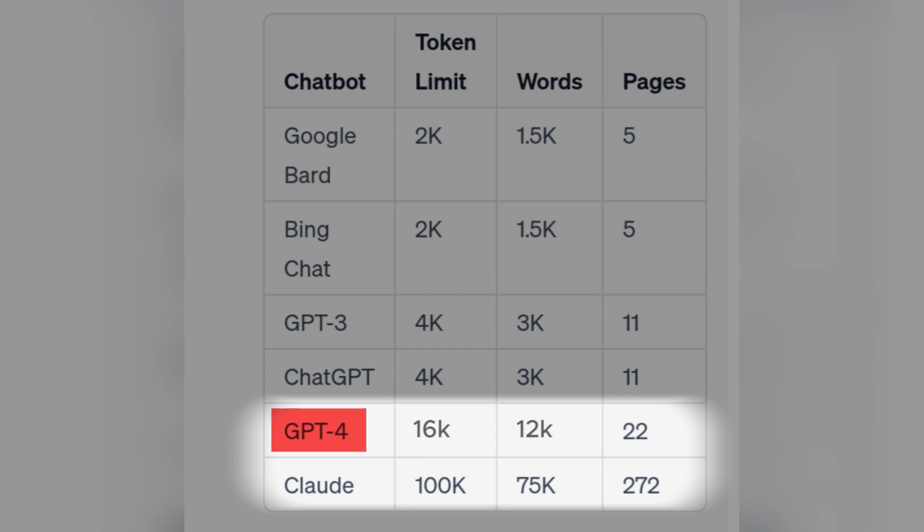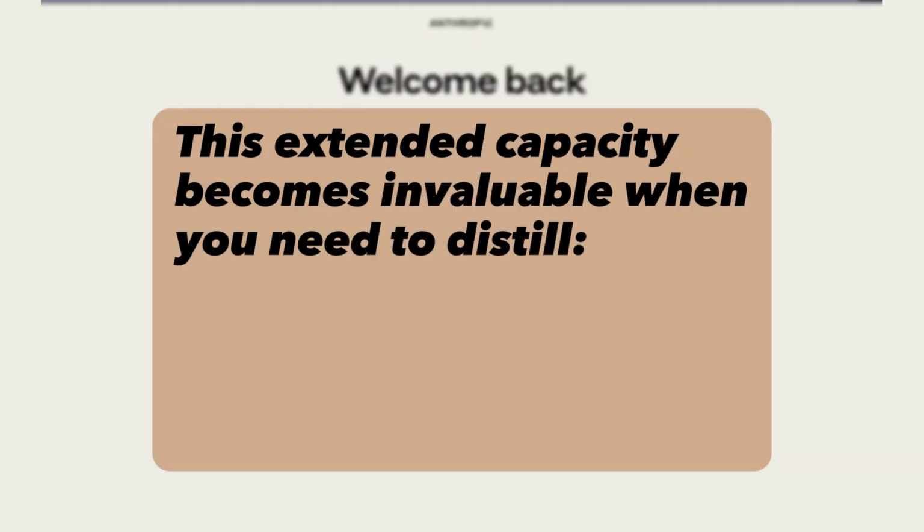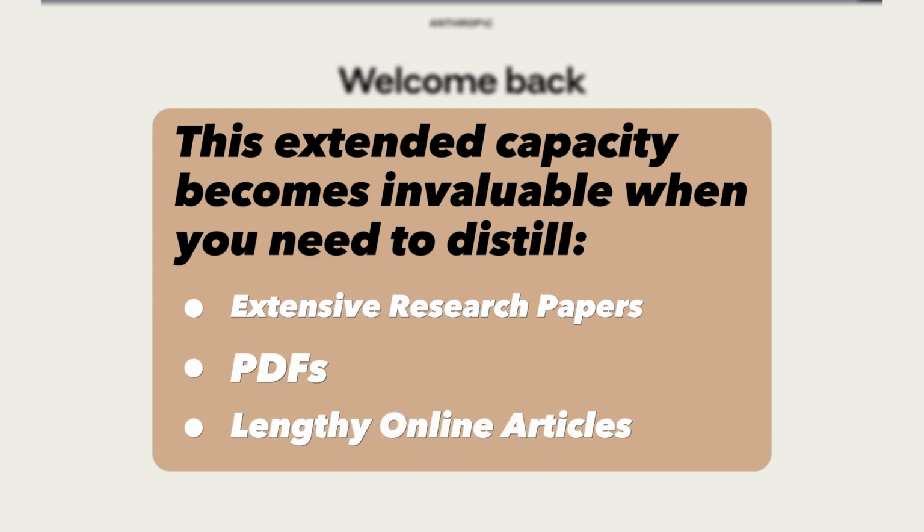While GPT-4 offers a context window of around 16,000 tokens, roughly 12,000 words, Claude boasts a staggering 100,000 token context window, equivalent to approximately 75,000 words. This extended capacity becomes invaluable when you need to distill extensive research papers, PDFs, or lengthy online articles.